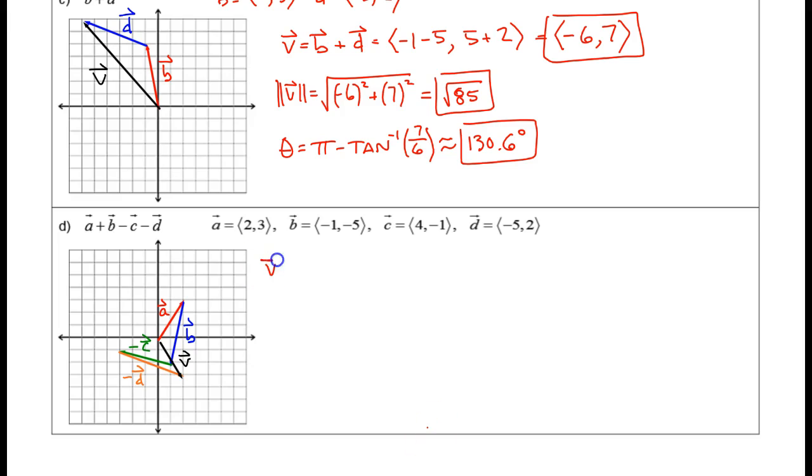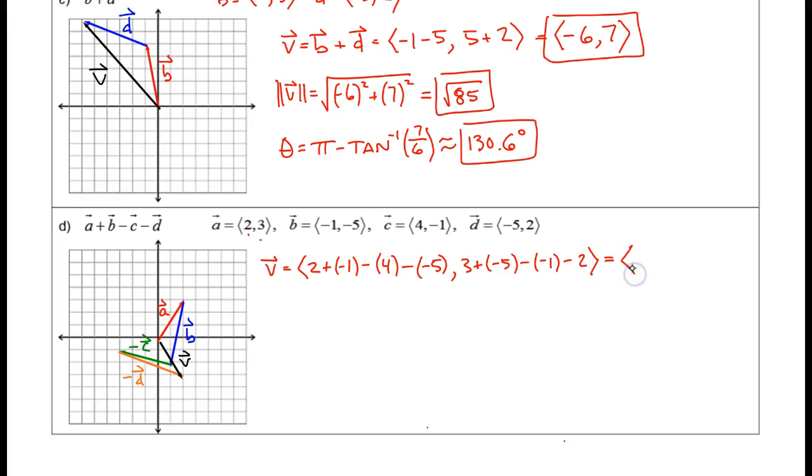So vector V is going to be equal to 2 plus -1 minus 4 minus -5. And for the vertical component, I have 3 plus -5 minus -1 minus 2. And that gets us the following.